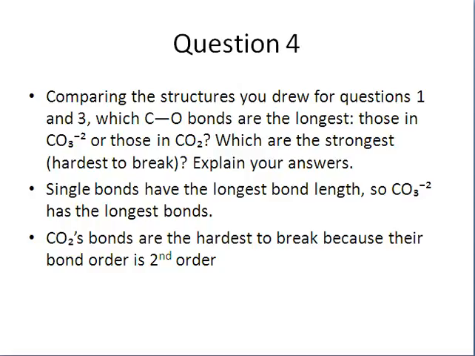Alright, question 4. We're comparing the structures for CO3 minus 2 and CO2: which is the strongest and which is the longest. Well, single bonds are the longest because the attractive forces between them are the weakest, so it doesn't have to be held together very closely. So the CO3 minus 2 actually has the longest bonds, because this is the only molecule that has single bonds. And CO2's bonds are hardest to break because the bond order is higher. There were 2 double bonds, so 2 plus 2, that's 4 bonds. Then there's 2 areas to bond, so 4 divided by 2 is 2, and that's bigger than 4/3. So that is why CO2 has the hardest bonds to break.